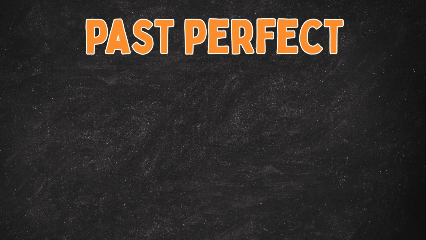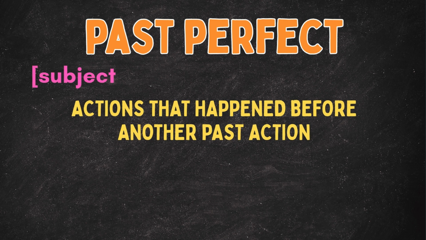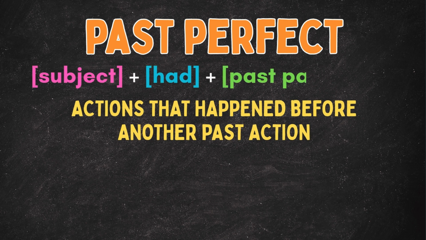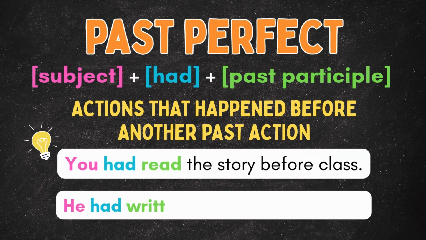Past perfect. The past perfect is used for actions that happen before another past action. The sentence structure consists of subject plus had plus past participle. For example, you had read the story before class. He had written it before the deadline.